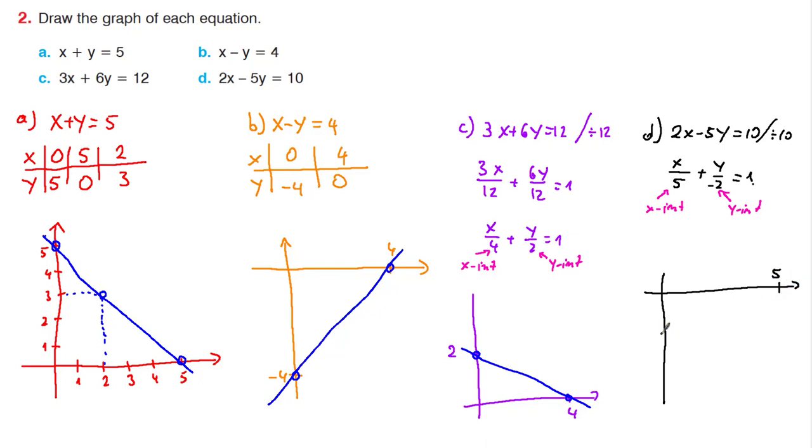So x 5, y -2, and the line will lie somewhere here.